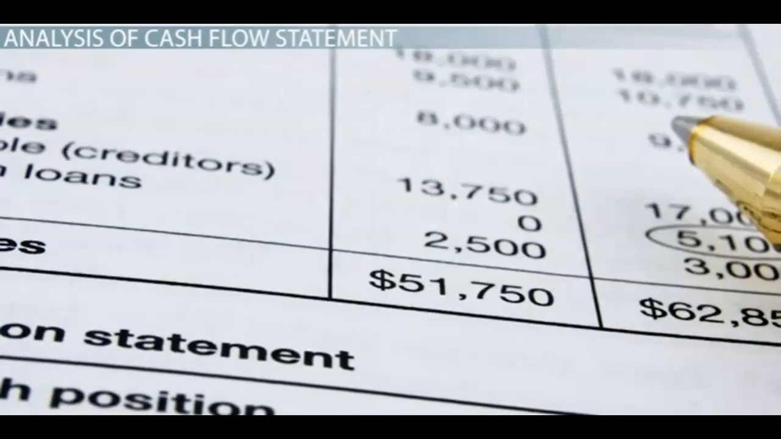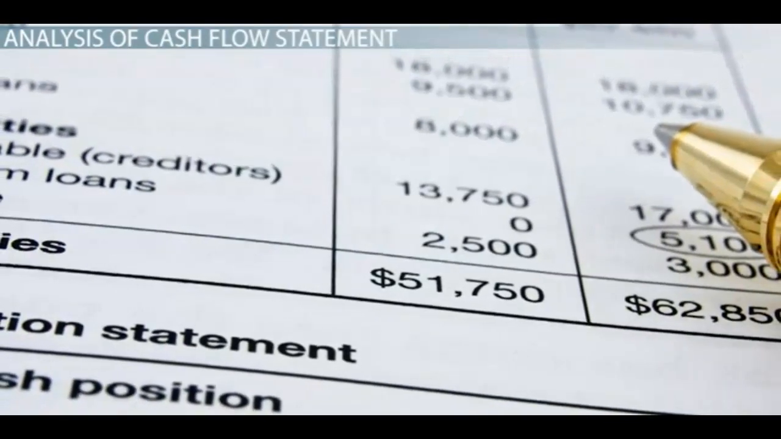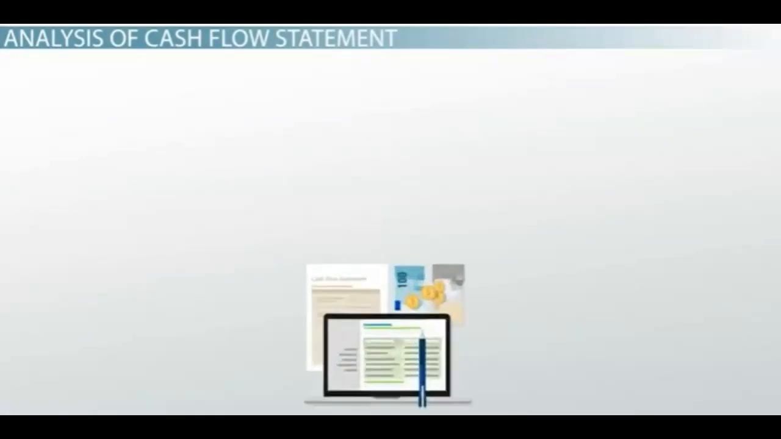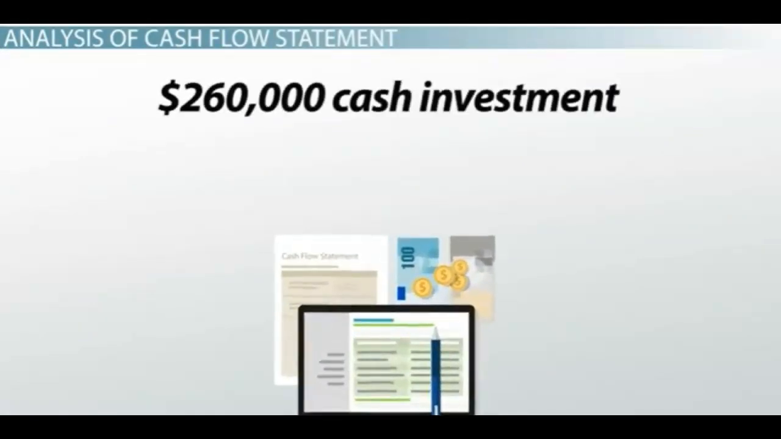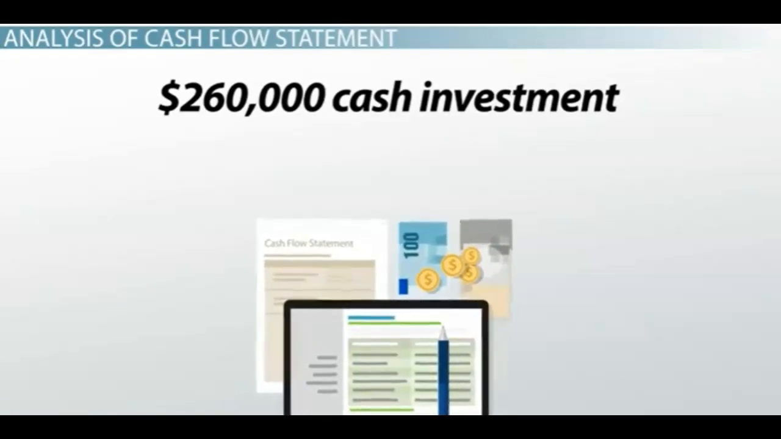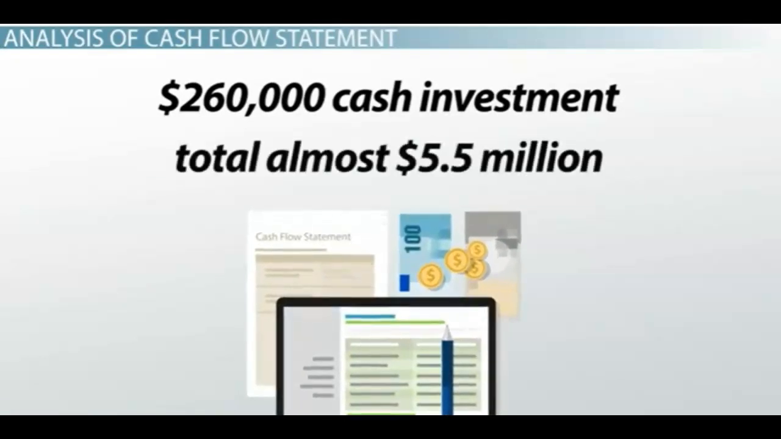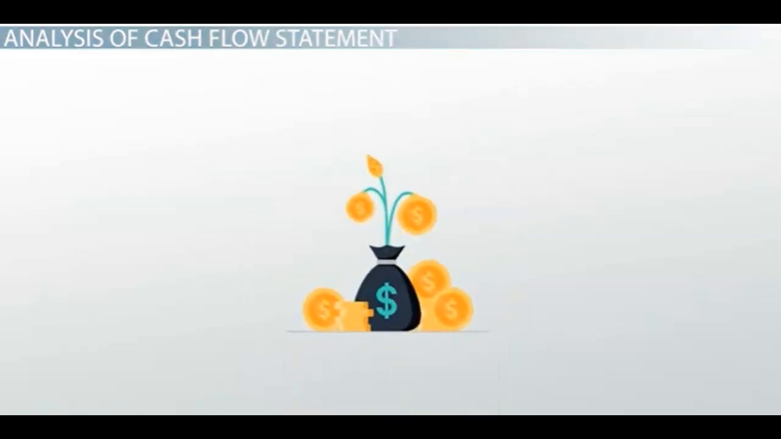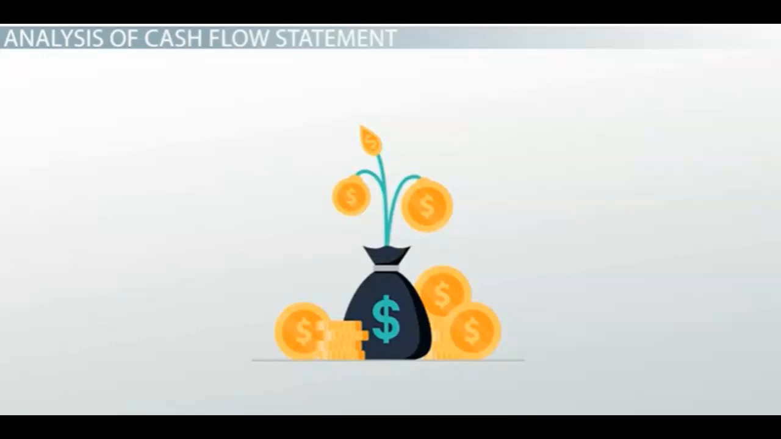However, there are a few things we can say about our cash flow statement for the investment in a new, leased plant. First, we start out requiring an upfront $260,000 cash investment. Then, we're going to lose money for the first 3 years, and it will total almost $5.5 million. However, we more than make up for that loss in years 4 through 6. After that, we have some nice returns on our investment.